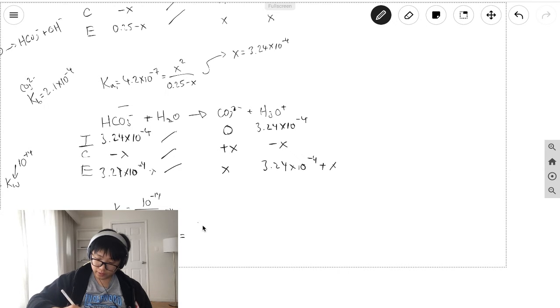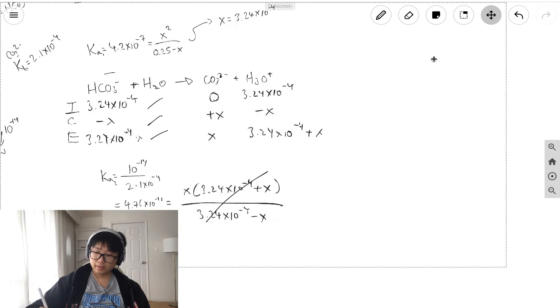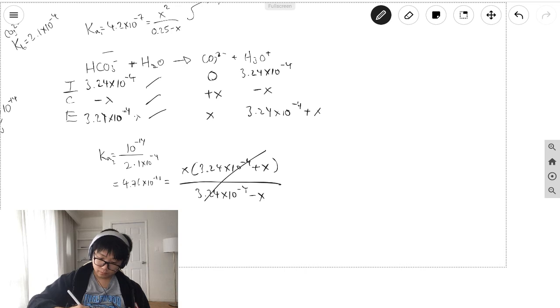So Ka equals x times 3.24 times 10 to the negative 4, that's going to be plus x, but we know we're going to reduce that. And then at the bottom here we have 3.24 times 10 to the negative 4 minus x. So look, the shortcut means that in this one I can just ignore the plus x, and in this one I can ignore the minus x. So they're basically the same thing. So x in the end is finally going to be 4.76 times 10 to the negative 11.